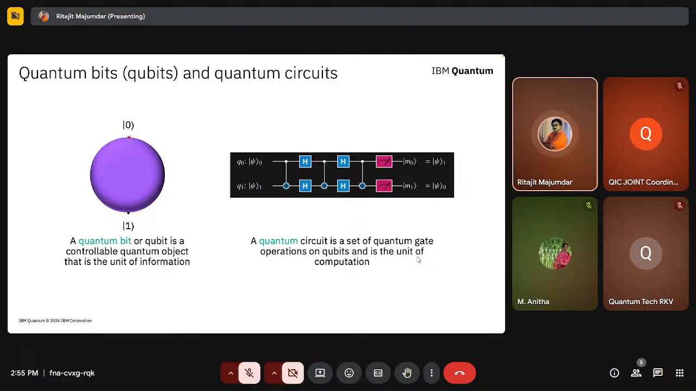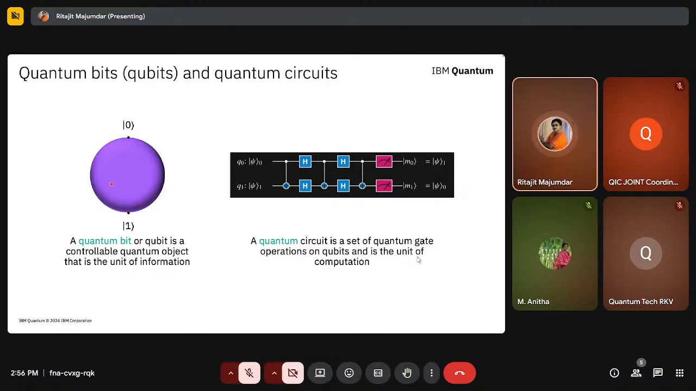If you draw a sphere like this, every point on this sphere is a valid quantum bit, a valid qubit. Okay? So it's not just that this is only zero or one, every point on this sphere is a valid qubit. Which means the qubit can be 0, the qubit can be 1, the qubit can be anything in between.